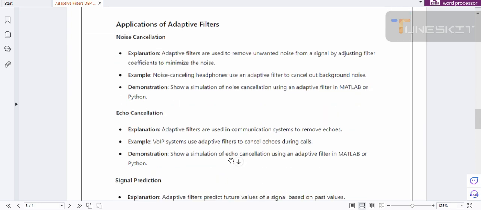The second application is echo cancellation. Adaptive filters are used in communication systems to remove echoes. For example, VoIP systems use adaptive filters to cancel echoes during calls. The demonstration of echo cancellation shows a simulation of echo cancellation using an adaptive filter in MATLAB or Python.